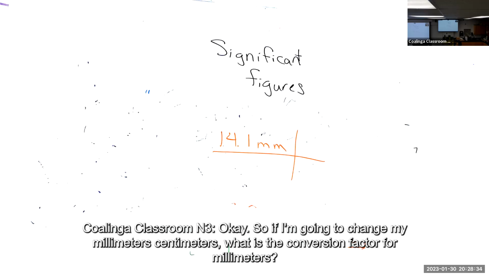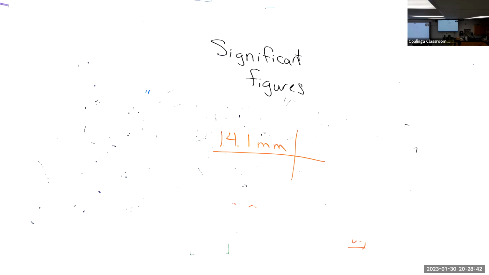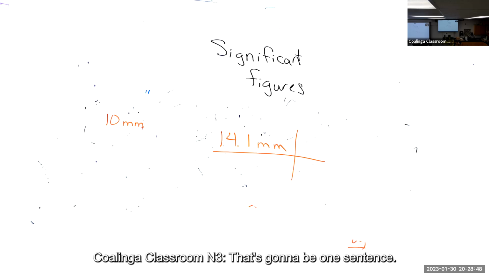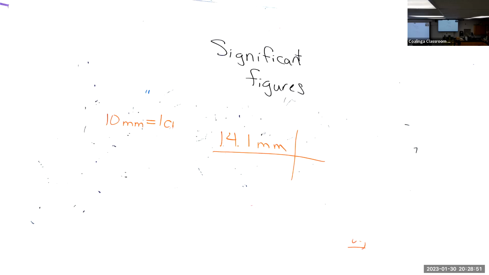Okay. So we have 14.1 millimeters. Okay. So if I'm going to change my millimeters to centimeters, what is the conversion factor from millimeters to centimeters? Anybody remember? So for every 10 millimeters, that's going to equal 1 centimeter.